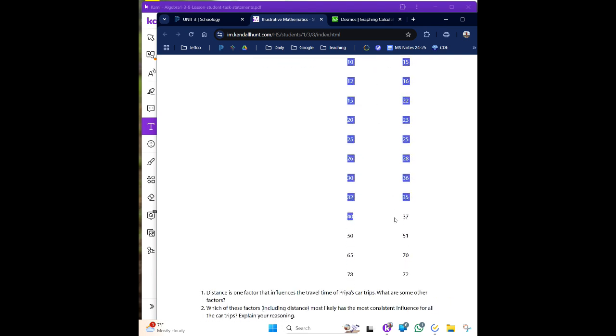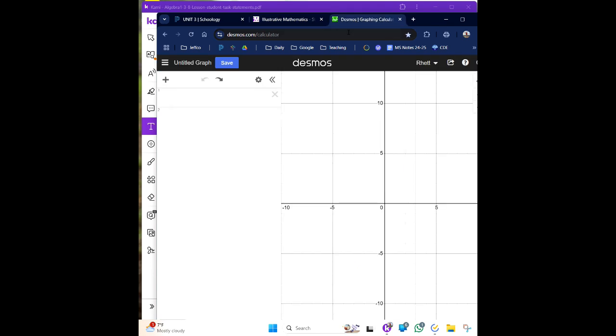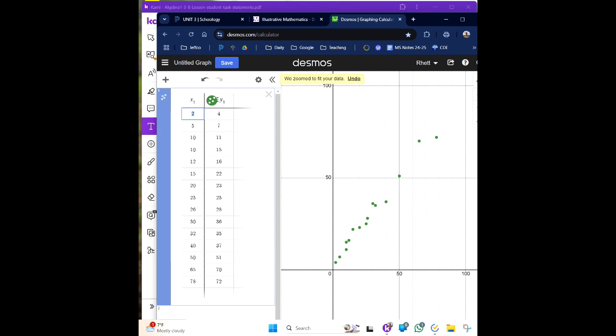Okay, now it's not going to cooperate. Control C. Now we're going to go to our graphing calculator. And for this, we don't put the table in here. Okay, what we can do is we can just Control V.